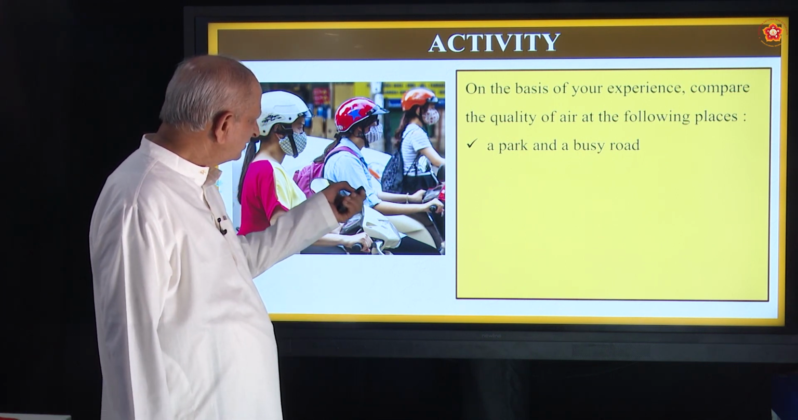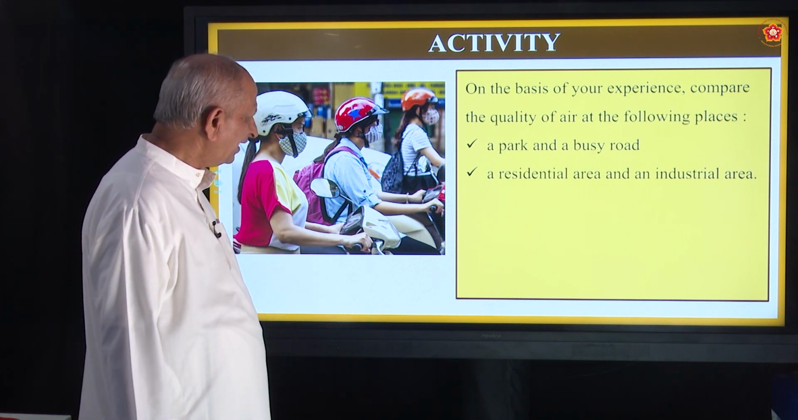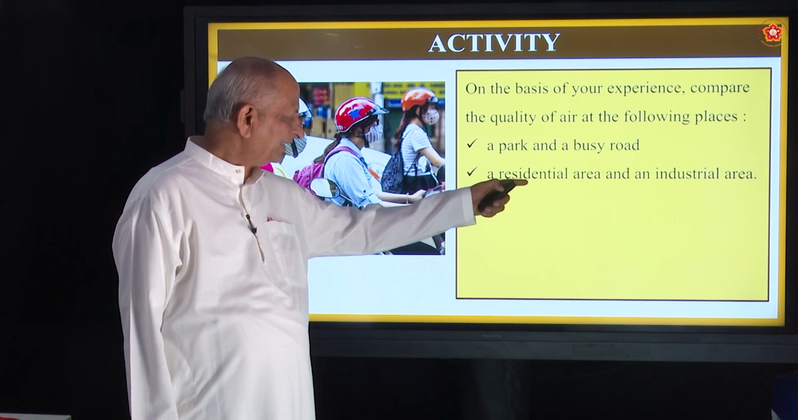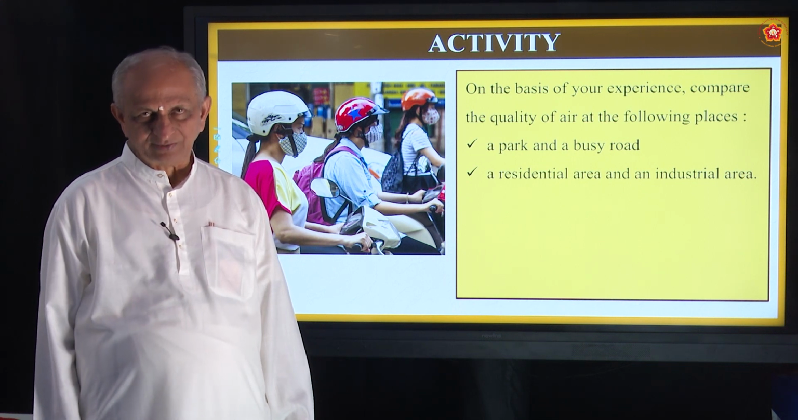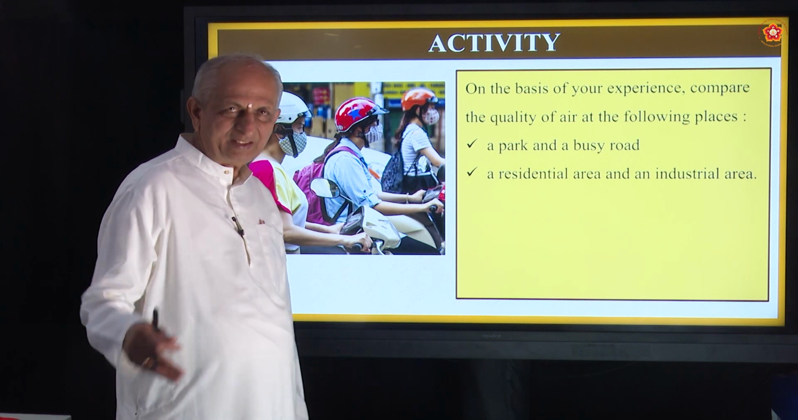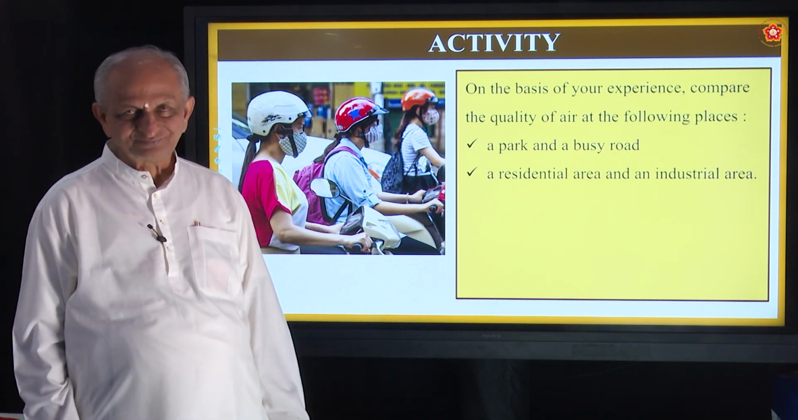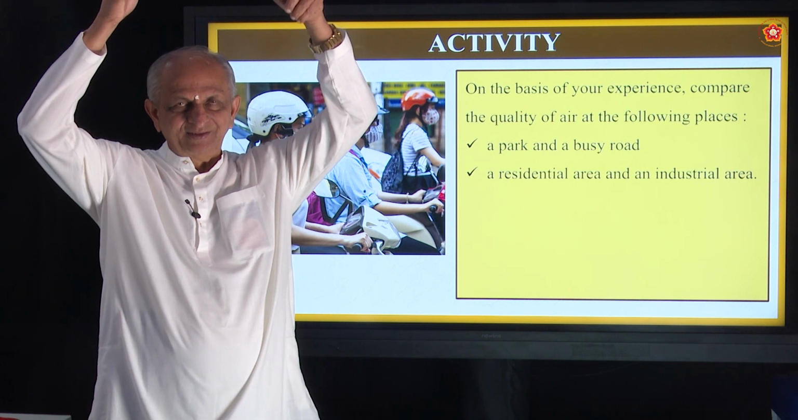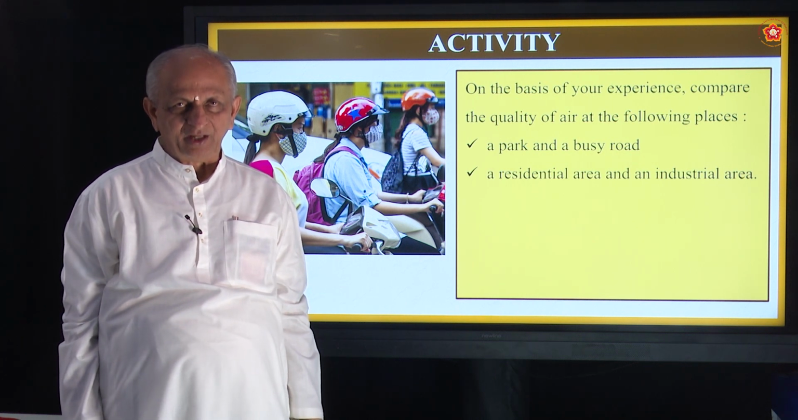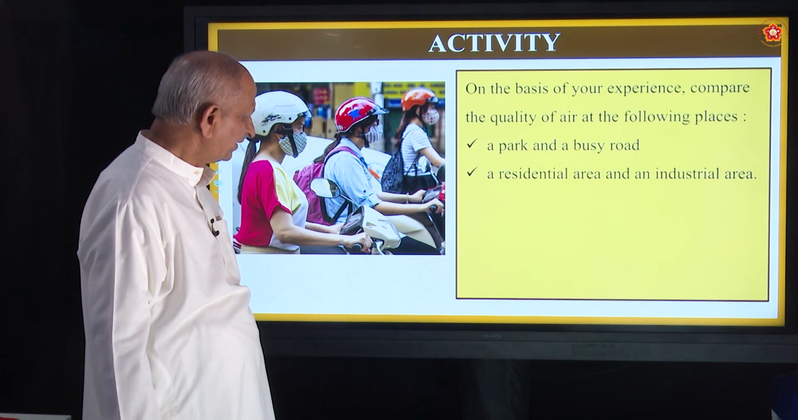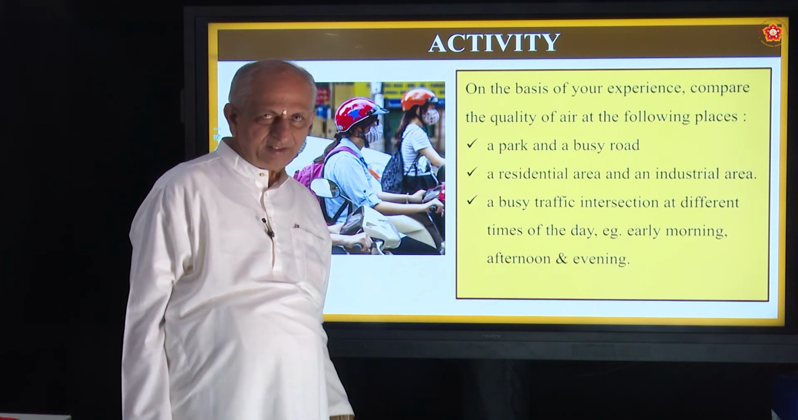In a busy road there will be thousands of vehicles, correct, and there will be pollution. A residential area and industrial area. In a residential area there will not be much pollution, correct, and no vehicle is allowed inside that area. Whereas in an industrial area there is a lot of pollution. You might have seen big chimneys in which all the unwanted gases like sulfur dioxide, carbon dioxide, nitrogen oxide and all other gases will be going out. You might have seen in the factory area. So, we like the residential area more than the industrial area.